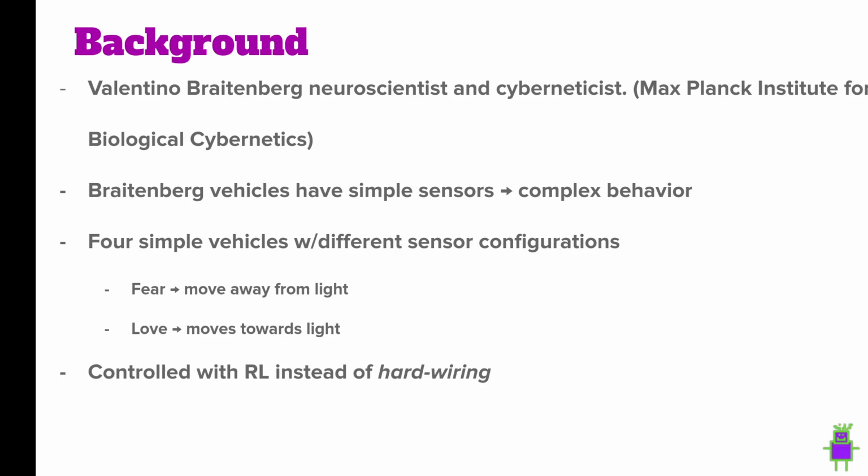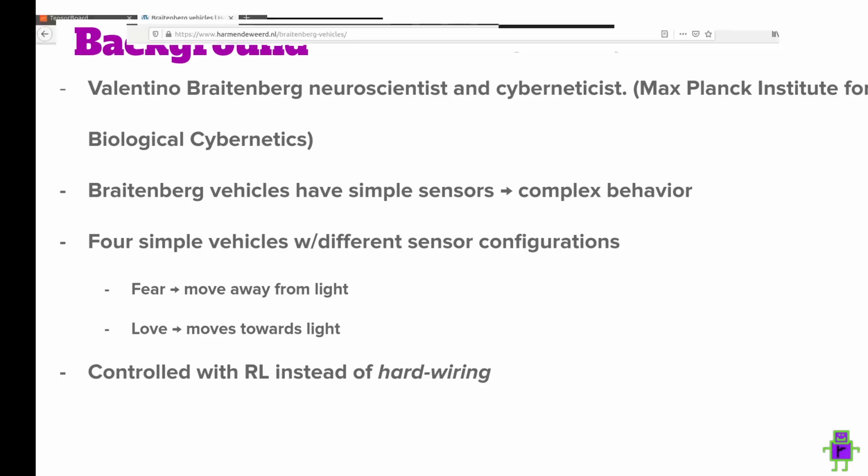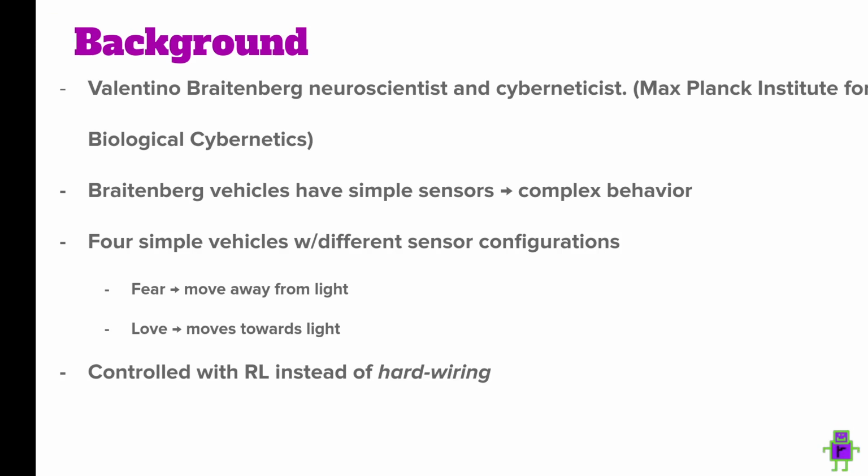There was this famous neuroscientist and cyberneticist. His name was Valentino Braitenberg. He worked at the Max Planck Institute for Biological Cybernetics in Germany. This guy, born in 1926, so probably in the late 1950s, developed these things called Braitenberg vehicles. And these are just very simple little engineered devices that have two wheels typically and two sensors.